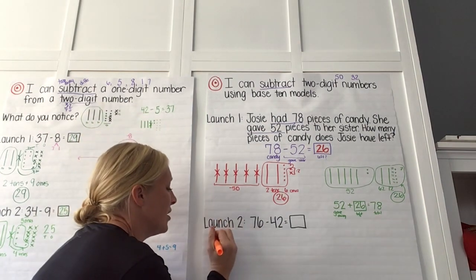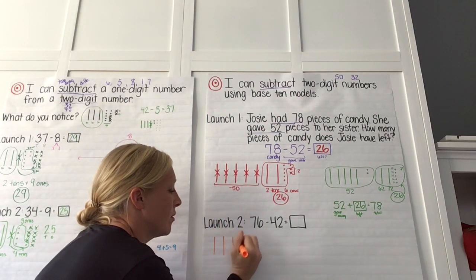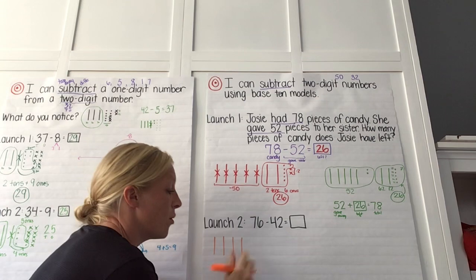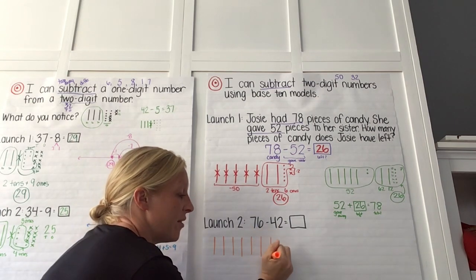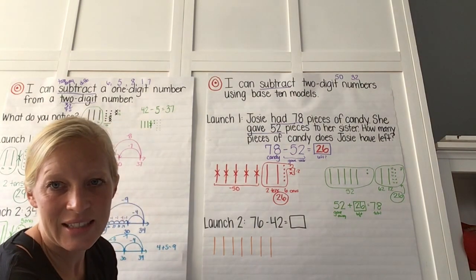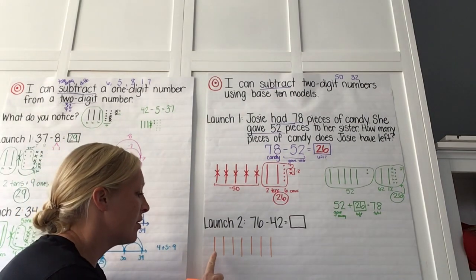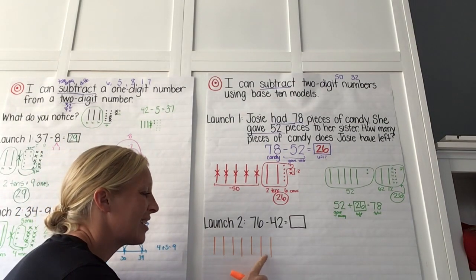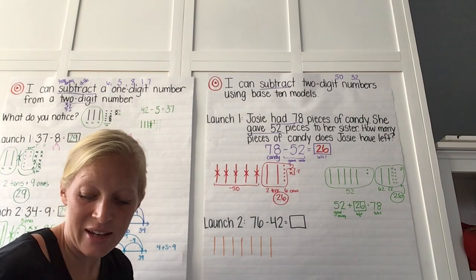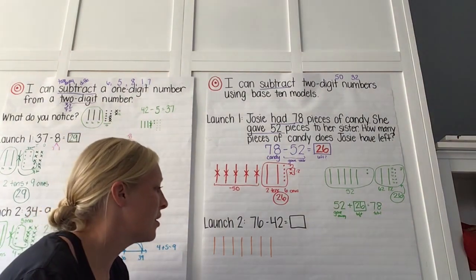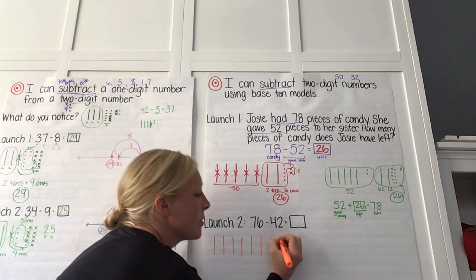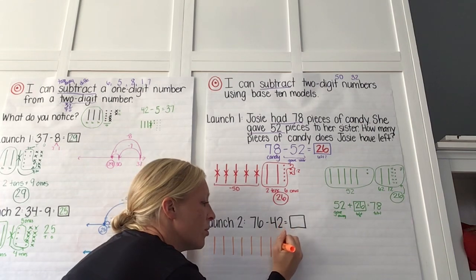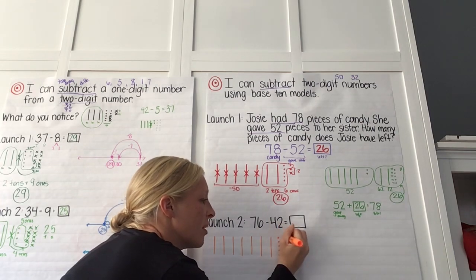Starting at 76. 20, 30, 40, 50, 60, 70. How many tens is in 76? 7 tens. 1, 2, 3, 4, 5, 6, 7. There's 7 sticks of 10, so 7 tens. Where's my 6 ones? 1, 2, 3, 4, 5, 6.